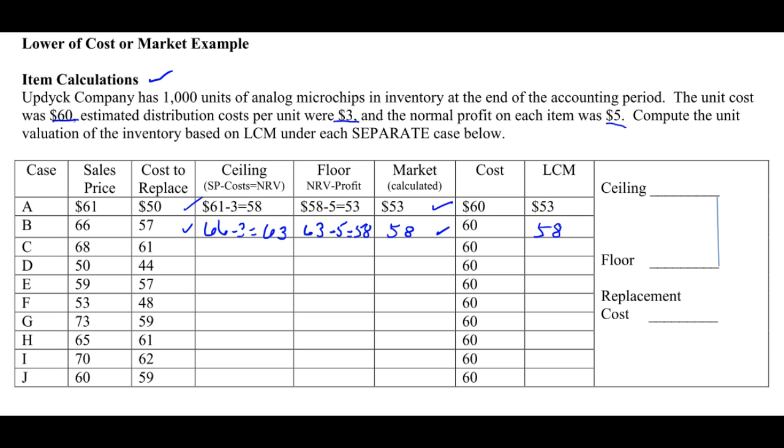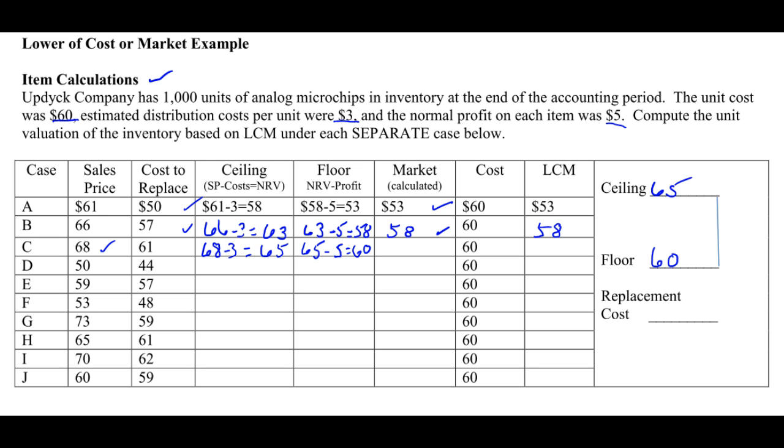Let's try another calculation. You take sales price, $68, and subtract from it your distribution costs or any remaining costs. For us, it's distribution. That gives us 65. Our ceiling is therefore $65. $65 net realizable value, that's called, minus our normal profit on this, gives us our floor of 60.